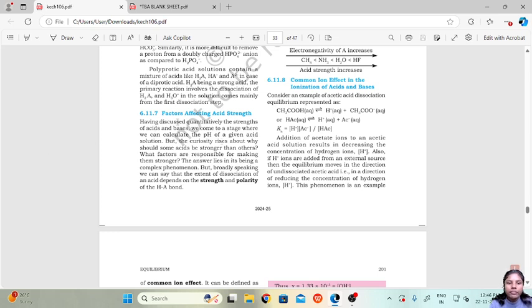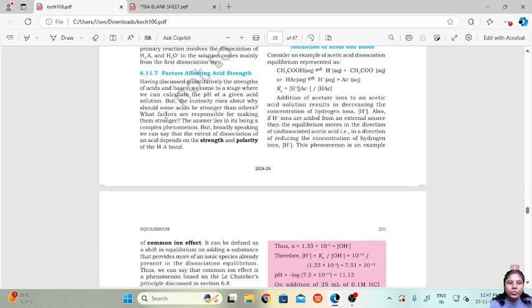Now starting with the factors affecting the acid strength. Having discussed quantitatively the strengths of acids and bases, we come to a stage where we can calculate the pH of a given acid solution. So now, knowing all of the strengths of acids and bases, we are at a point where we can actually calculate the pH of any given solution. But the curiosity rises about why some acids should be stronger than others.